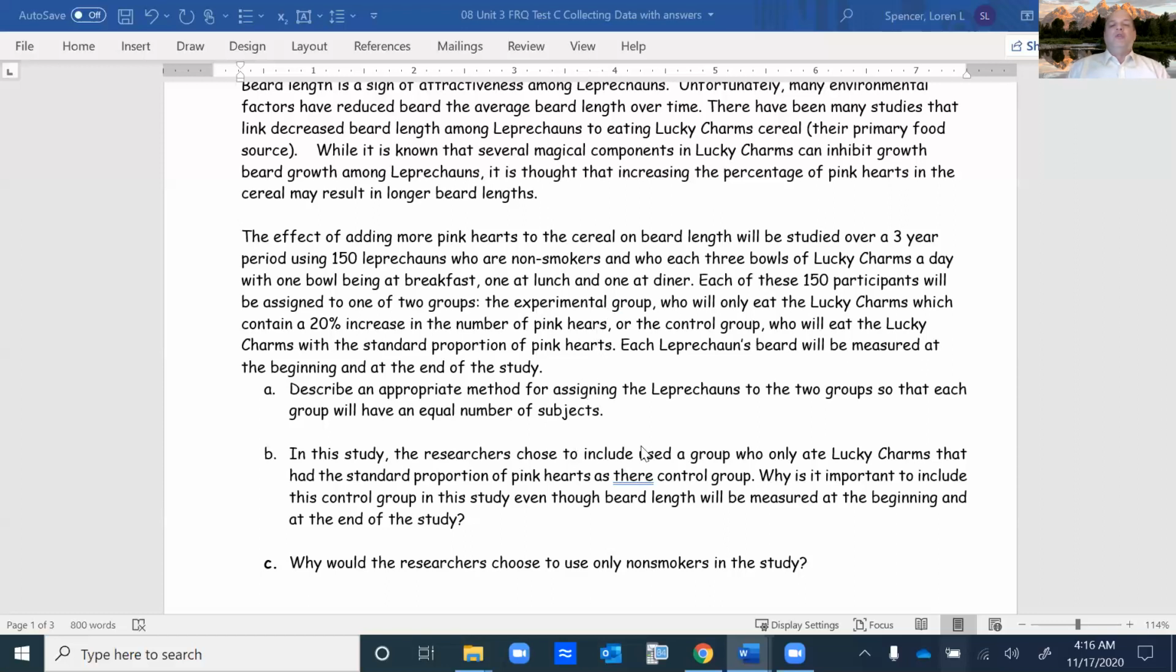Why would the researchers choose to use only non-smokers in the study? It is possible that smoking is a confounding variable, that it might impact beard length. And because smoking might impact beard length or other health things that impact the study, we are going to control for that amount of variation. So we're controlling for variation by limiting the study to non-smokers because smoking could prove to be a confounding variable and actually impact beard length. It's important that you say that it could be a confounding variable or changes the variation, because we believe it might impact what we're studying, which in this case was beard length.